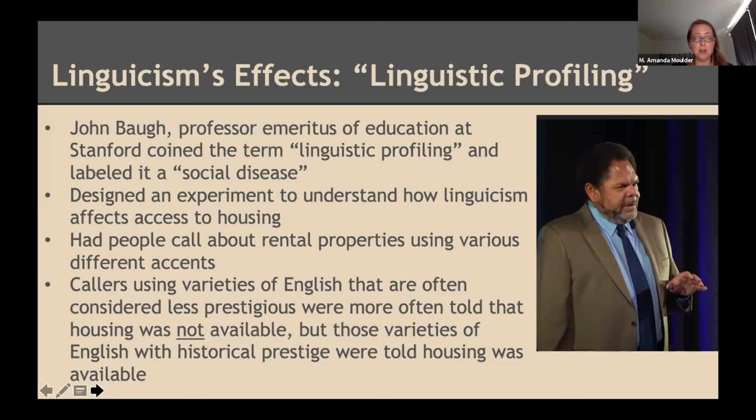He had a bunch of people involved in the experiment call about rental properties using various different accents and various different dialects. And the callers using varieties of English that are often considered less prestigious were more often told that housing was not available, but those using varieties with historical prestige were told that housing was available. And so the way somebody is speaking is affecting their access to good, decent housing.